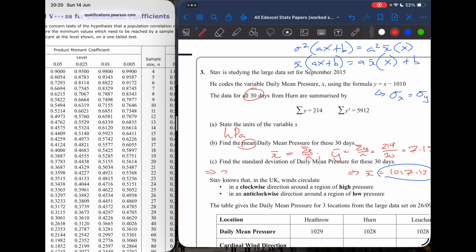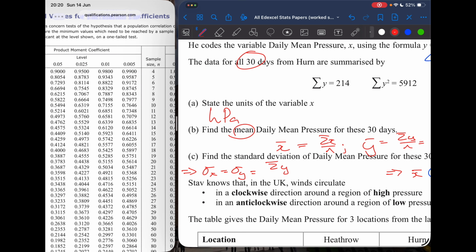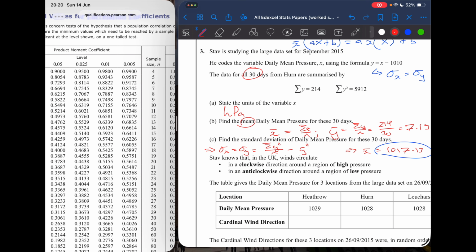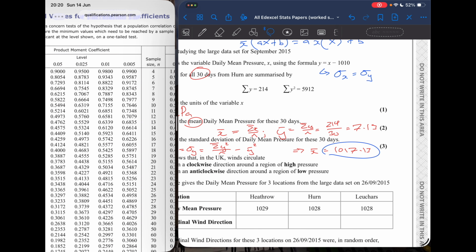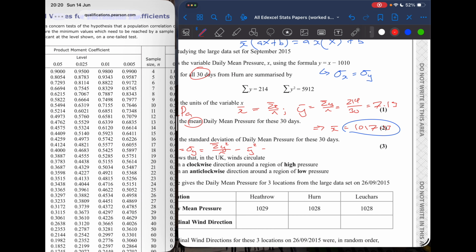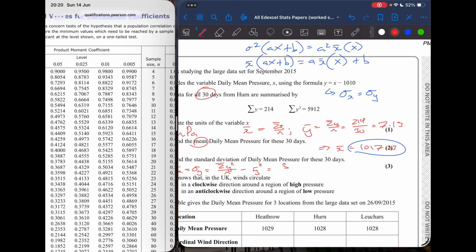So the standard deviation of x is equal to the standard deviation of y, which we know from the formula should be the square root of the sum of the squares over n, take away the mean of the y's squared. Let us put these all in. I'm just going to move these bits up a little, just to give me some more space. Off you go. What was the sum of the y squares? 5912. On the bottom is the n, how many there are, which is 30. Take away 214, all squared.